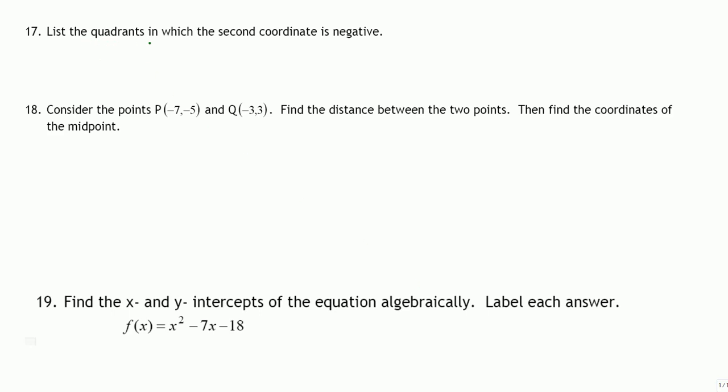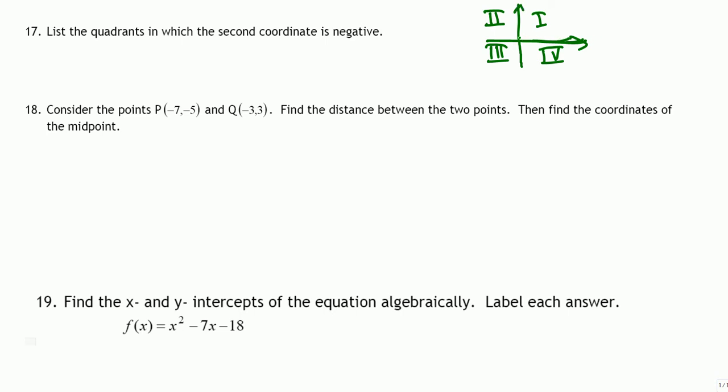List the quadrants in which the second coordinate is negative. Okay, if we write the coordinate system first, second, third, fourth, and we know right hand side this x positive and y positive.